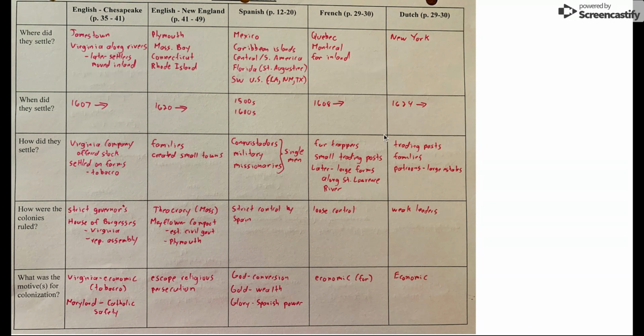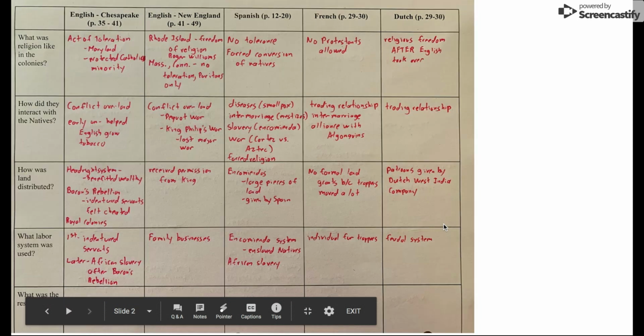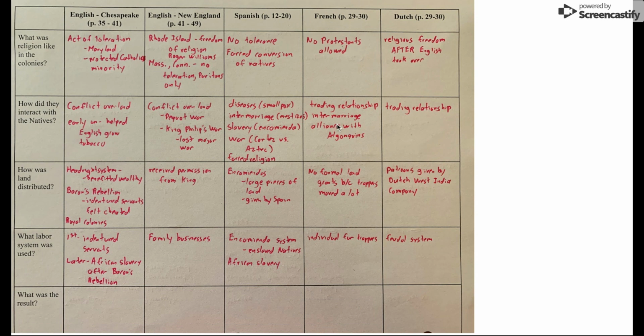You kind of compare these as you go along, and you see a lot of similarities. For example, you see they established trading posts, both the French and the Dutch. They both came for economic reasons, particularly with fur trade. And then when we look on the backside, you can see that their interaction with the natives was pretty peaceful, mostly like a trading relationship, although the French did also intermarry. You don't see a lot of converting of natives to Christianity or anything like that. It's a much more peaceful relationship than with, say, the English and the Spanish.